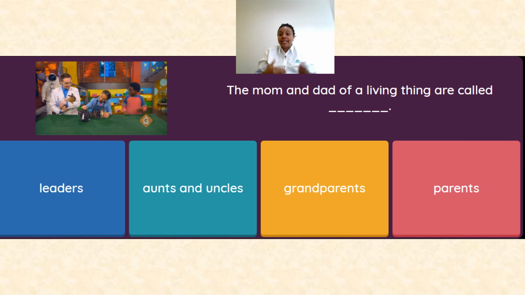The mom and dad of a living thing are called what? So remember, mom and dad, what do you call mom and dad? So this is an easy one. 3, 2, 1. Okay. So I would say parents. The mom and dad of a living thing are called parents. Not leaders, not aunts and uncles, definitely not grandparents. Okay.